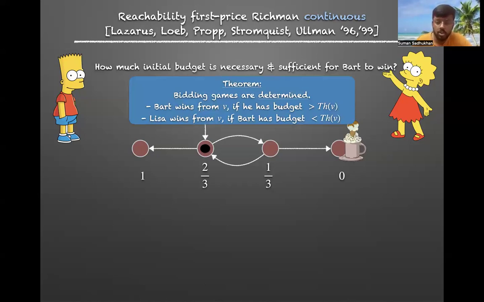And in the definition of threshold budget, there is a slightly subtle point. We say that B is the threshold budget for Bart at vertex v if we give Bart more than B, then Bart can win, and if we give a budget less than B, then he loses. We don't say anything about what happens if we give exactly B. That's the definition of the threshold budget for continuous bidding.